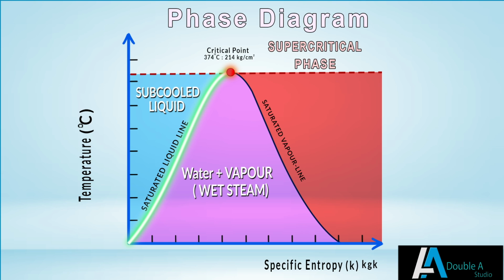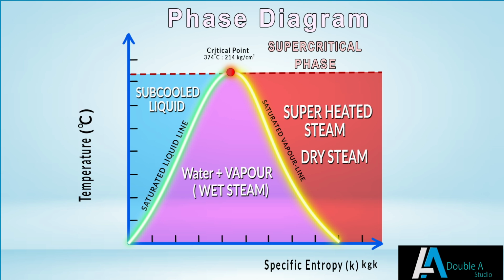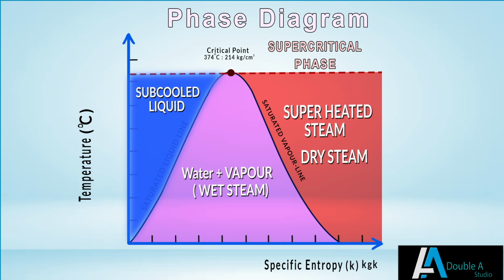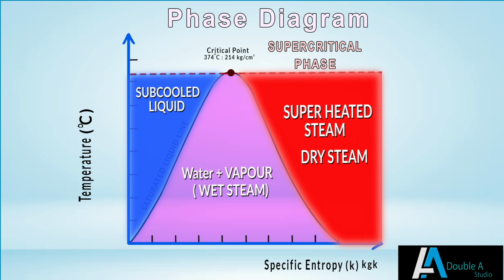is, wet steam phase. Likewise, right side of the curve is known as saturated vapor curve, which separates wet steam and superheated steam. In graph, blue color shows subcooled liquid and red-colored area shows superheated steam. In between these two, the pink area shows liquid-vapor mix.